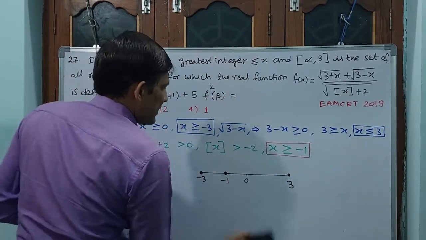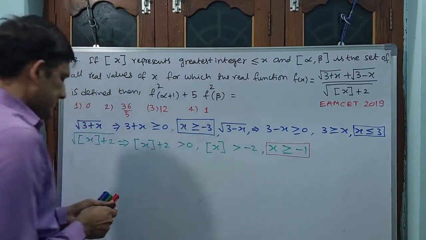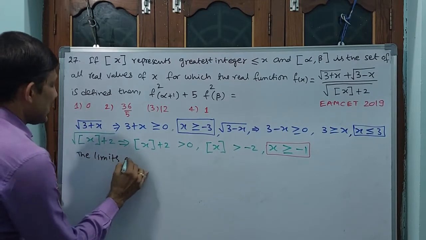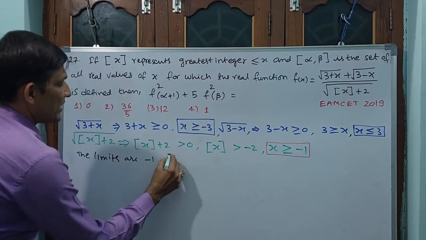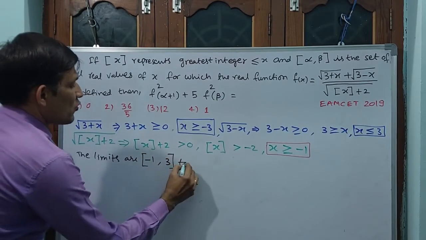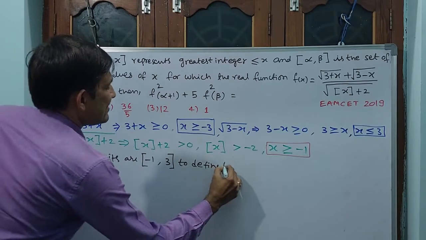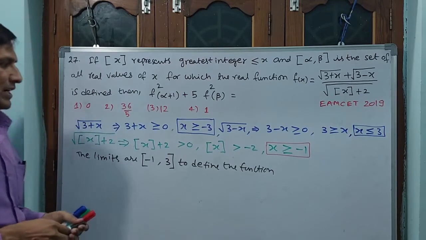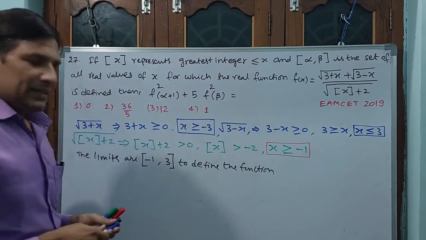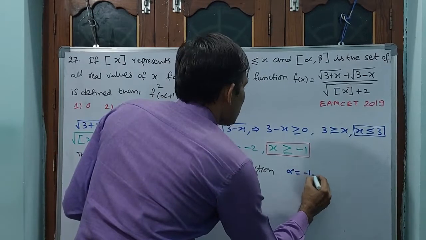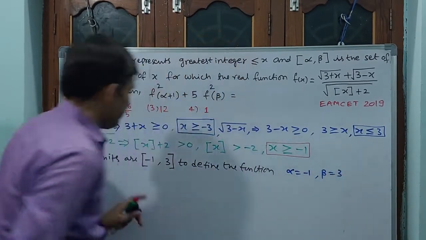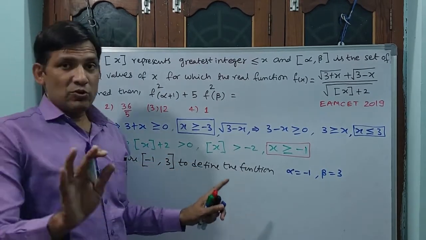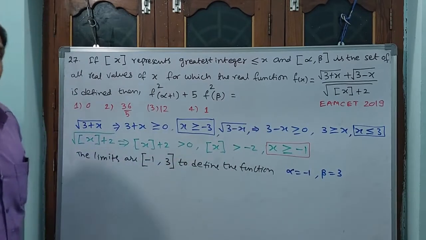Write down. See how I am writing. The limits are minus 1, 3 to define the function. Okay, minus 1, 3 to define the function. Okay, what are minus 1, 3? Alpha and beta, that's all. Alpha is equal to minus 1, comma beta is equal to plus 3. Okay, alpha, beta, you have got. Okay. How we have chosen these minus 1 and 3, you must have understood. You draw a real number line, then only you can understand.